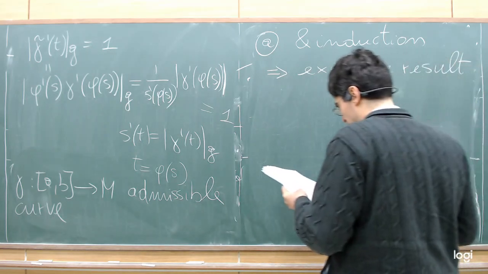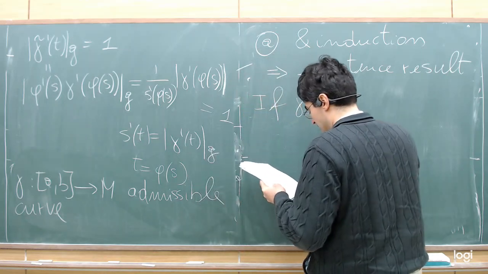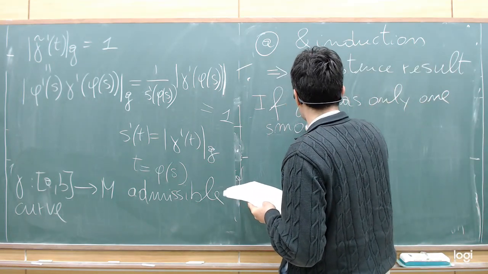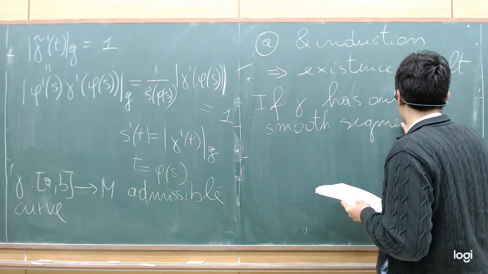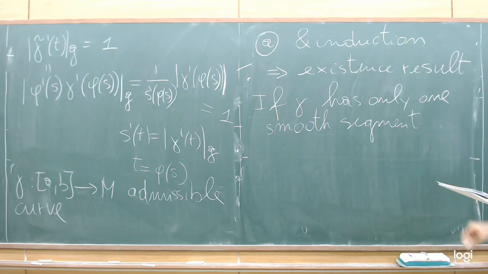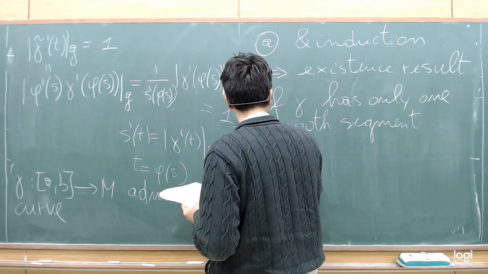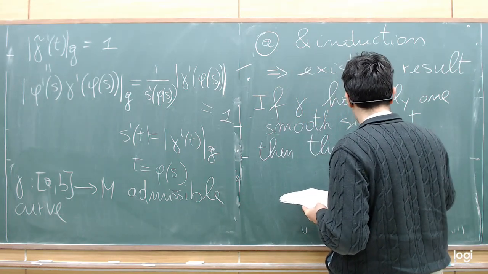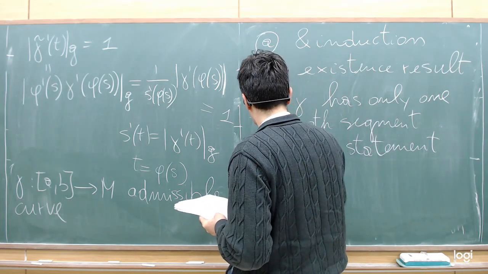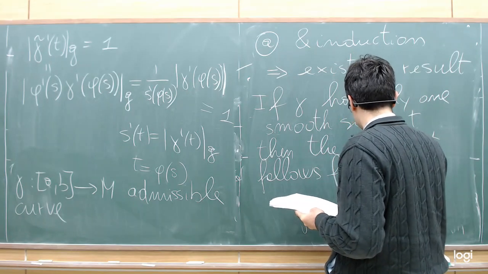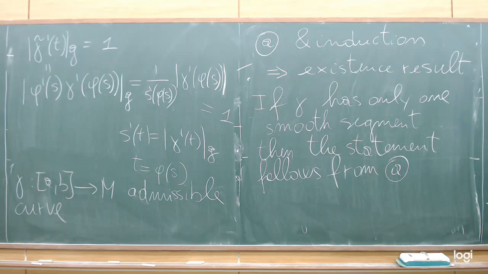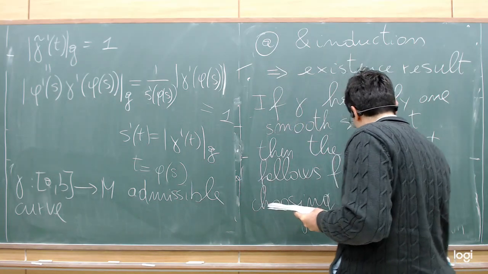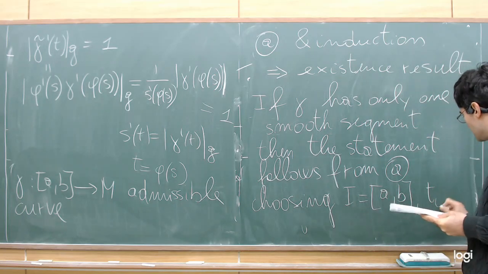Now, if gamma has only one smooth segment, that is gamma is regular, then the statement follows from A choosing I equal to AB and t0 equal to a.